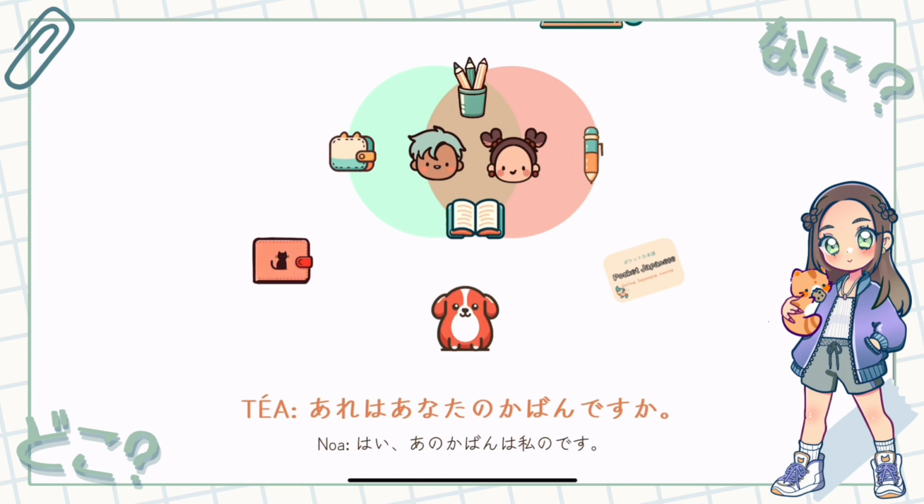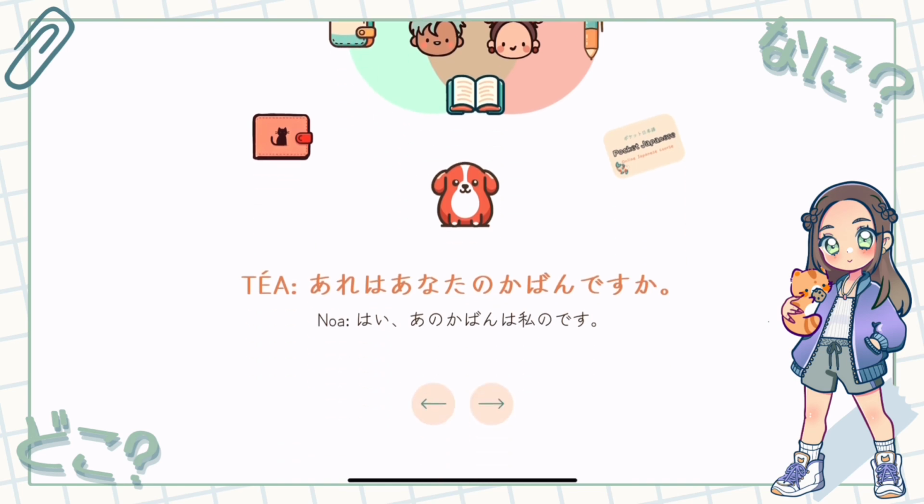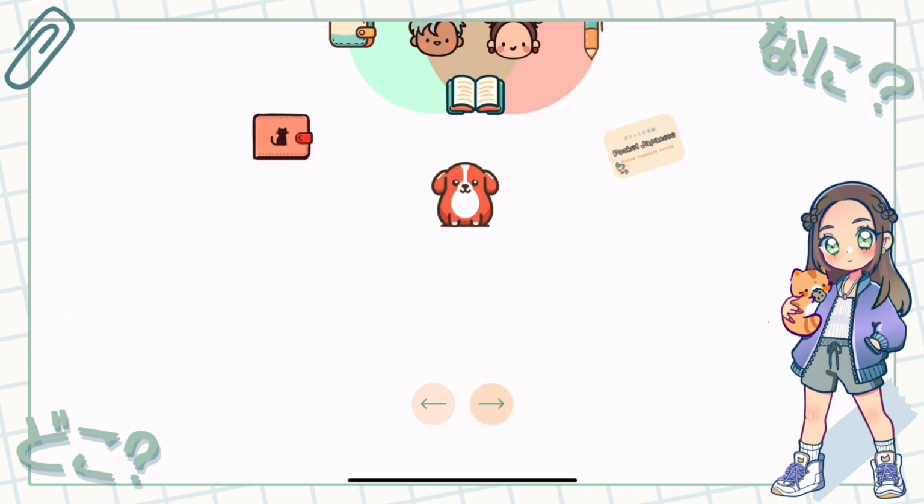So Taya, あれはあなたのカバンですか? Noah, はい、あのカバンは私のです. So Taya has said, that thing over there, is it your bag? Noah has said, yes, that bag is mine. Again, if you don't get the watashi no desu, go check out my no particle lesson.